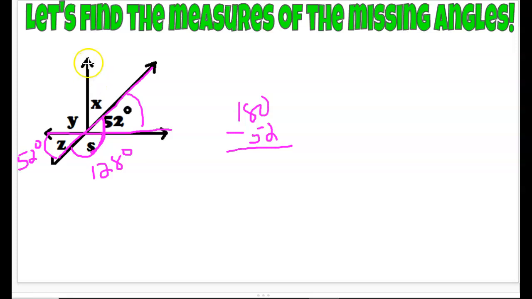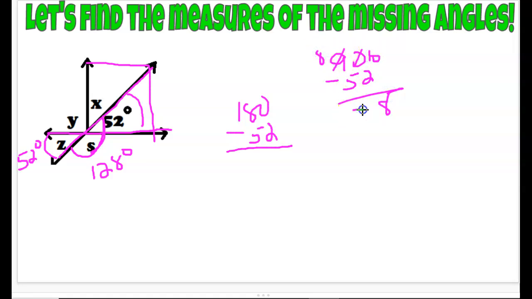Oh, look at this. These two angles, the x and the 52, make a right angle. So those are complementary. And if I take 90 and I subtract 52, that should give me, let's see, borrowing from this, 38 degrees. All right, we've got this so far.